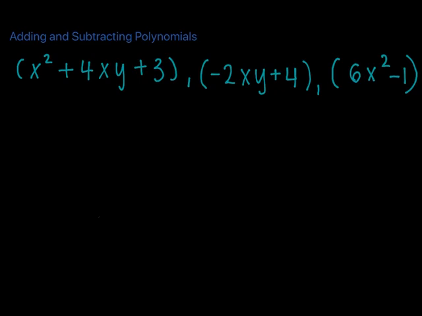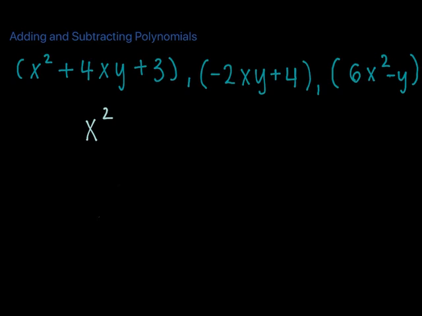In this example, we're asked to add multiple polynomials. Here we have x squared plus 4xy plus 3, negative 2xy plus 4, and we also have 6x squared minus y. So in this case, we're going to have to line up all three polynomials, and line up the like terms as well.